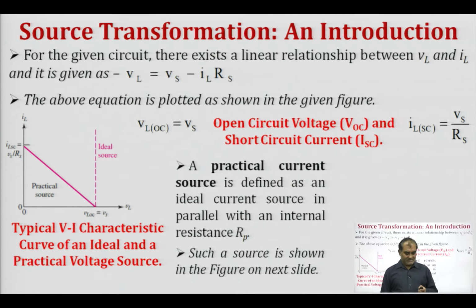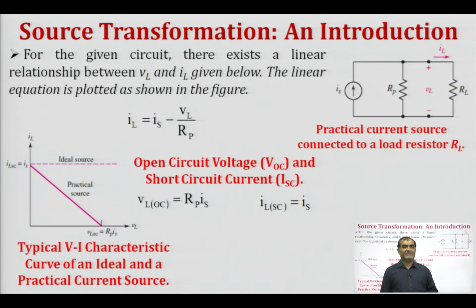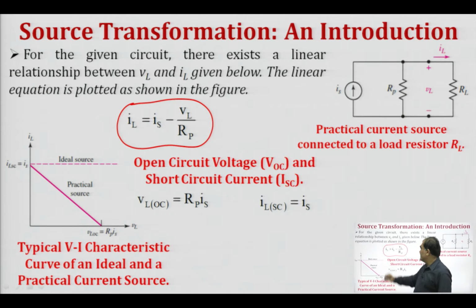Similarly, if we consider the circuit for a practical current source, then when we terminate this current source with the load resistance and write down the equation, we get I L equals I s minus V L upon R p. Again, the plot of this equation is shown in this figure, where we find the open circuit load voltage and short circuit load current. The open circuit load voltage comes out to be I s into R p, and the short circuit load current comes out to be I s.